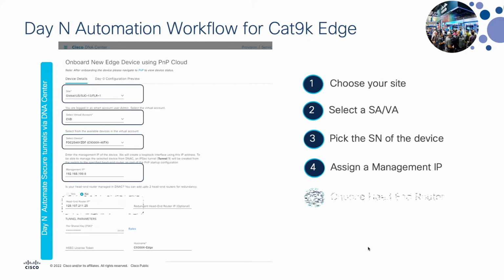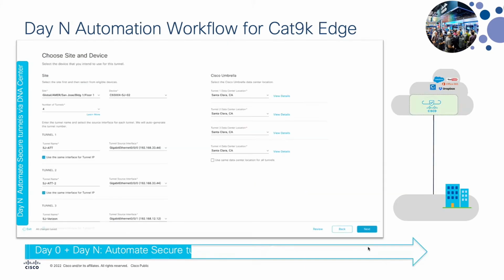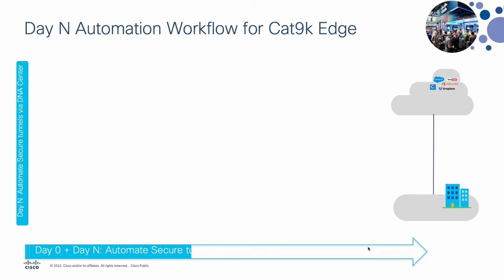So basically, I picked my site, and then I picked the virtual account, and then I picked the device which is going to come up in the new branch. Then I configured the management IP, then the router IP toward the DNA Center side, and then the pre-shared key and the host name. Once you configure everything and power on that brand new device at the branch, it automatically comes up. It will contact the PNP Connect, but by that time, DNA Center would have already provided all the information to the PNP cloud, and the PNP cloud would have pushed the config, and the device would be onboarded to the DNA Center.